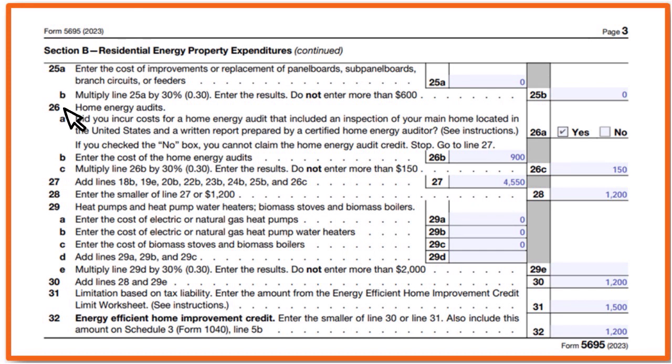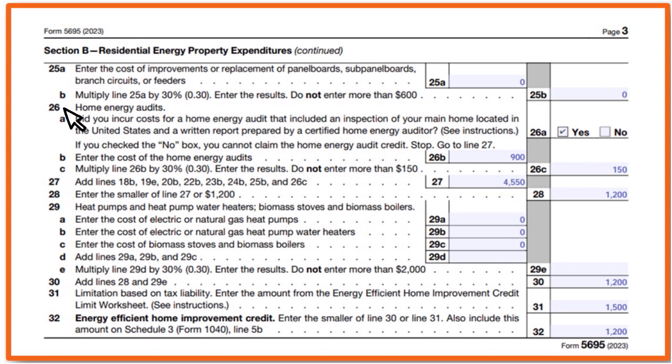And line 26, if 26 applies to you, you have to see what really works for you. On 26A, you can choose yes or no. For this hypothetical example, we put yes. And you have to enter the cost of the home energy audits. So on 26B, you have 900. And you also have the ability to multiply line 26B by 30%. So here you have 150 when you do the math, and do not enter more than $150. So normally when you multiply 900 by 30%, you have more than 150, but the IRS tells you to cap your amount at 150.